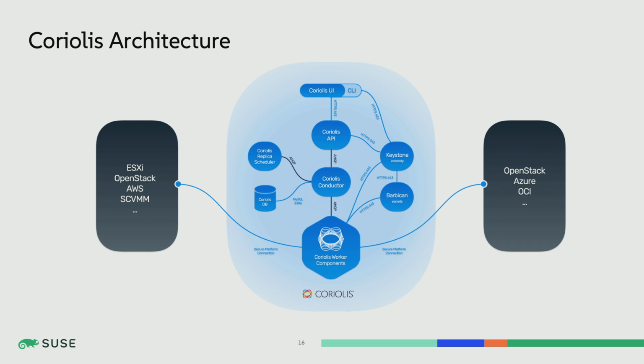Of course, a database for configurations and everything, a scheduler, and also the so-called Coriolis worker components, which are the components which are actually talking to your source and target cloud or virtualization solution. In our example today, it will be VMware on the source and SUSE Virtualization on the target with KubeVirt.